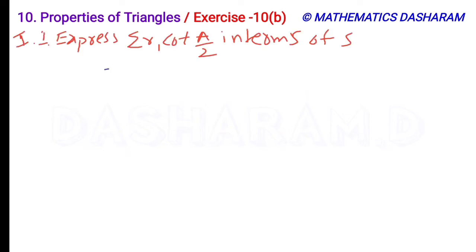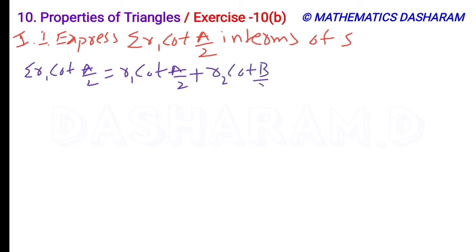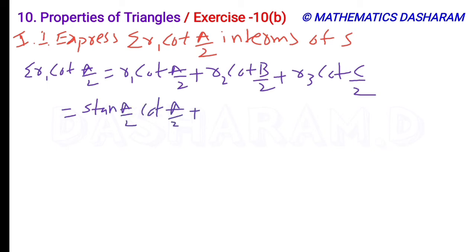First question: express sigma R1 cot A by 2 in terms of s. So sigma R1 cot A by 2 equals R1 cot A by 2 plus R2 cot B by 2 plus R3 cot C by 2. But the R1 formula is s into tan A by 2, next R2 is s into tan B by 2, next R3 is s into tan C by 2.